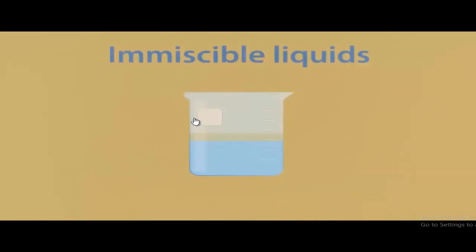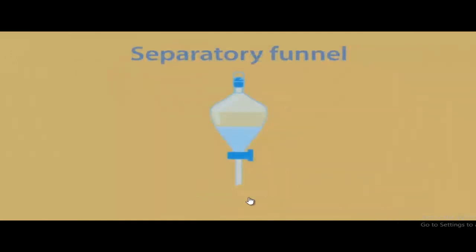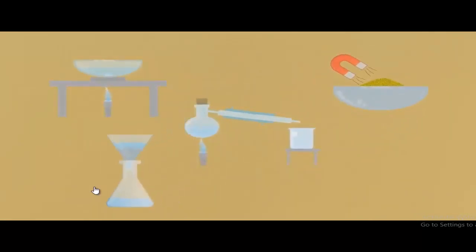Now in the case of immiscible liquids, that is oil and water, using a separating funnel we easily separate the water from the mixture. So in this way, using different techniques we can separate the components from homogeneous mixtures and heterogeneous mixtures.